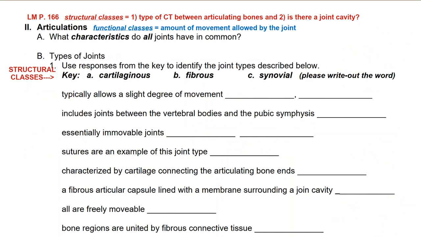So here we are at your lab report. And I've just pretty much reiterated those things. And so I put some notes. You're starting at page 166. That will describe kind of the two classes. So you have structural classes and functional classes. And then this first question right here, types of joints, are mainly getting you to kind of identify structural classes. Is it a cartilaginous joint, a fibrous joint, or a synovial joint?